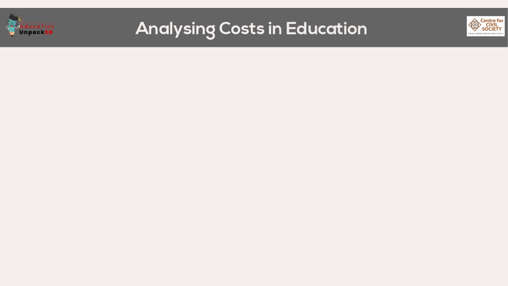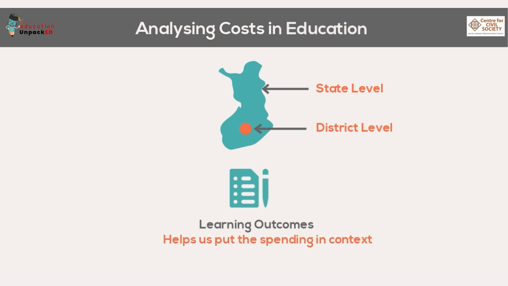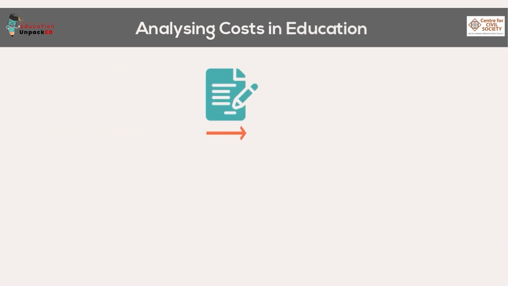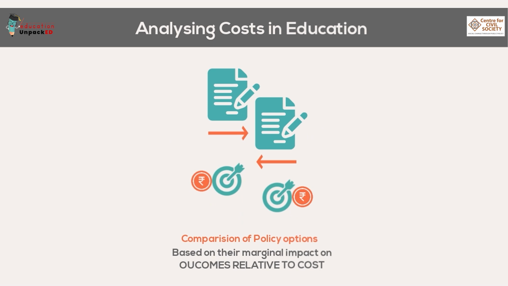This can also be looked at a state level or district level, but using indicators, such as learning outcomes, helps us put the spending in context. This helps compare policy options based on their marginal impact on outcomes relative to costs. We'll look at this further in detail as we proceed.